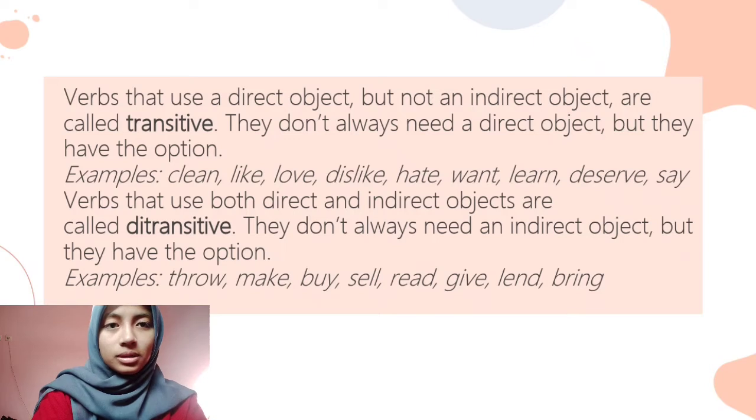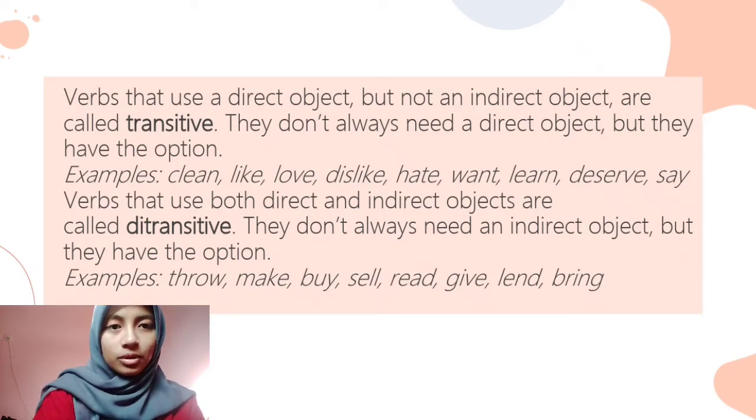Verbs that use a direct object but not an indirect object are called transitive. They don't always need a direct object, but they have the option. Examples: clean, like, love, dislike, have, want, learn, deserve, and say.